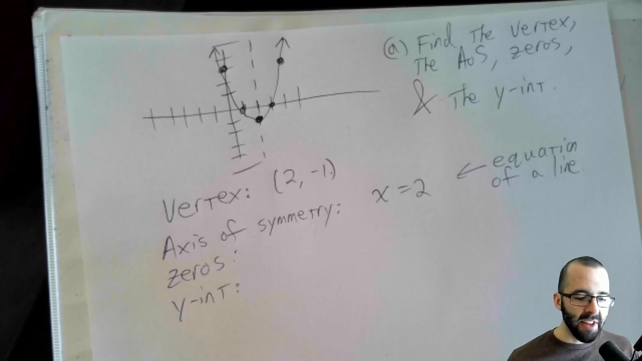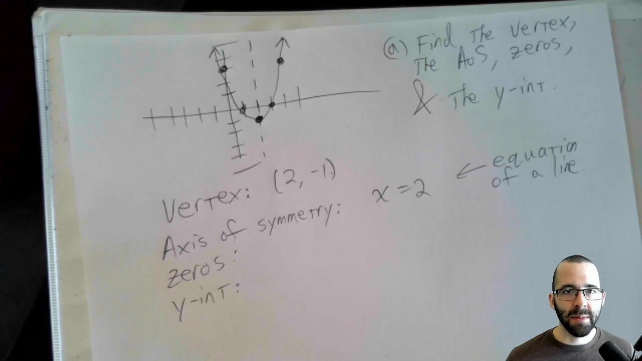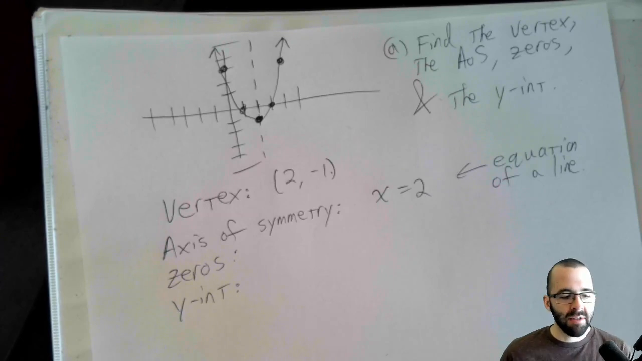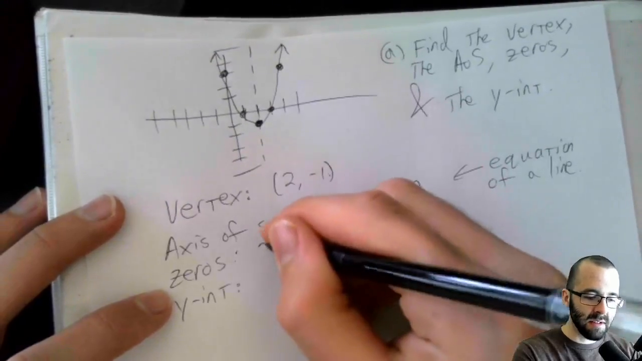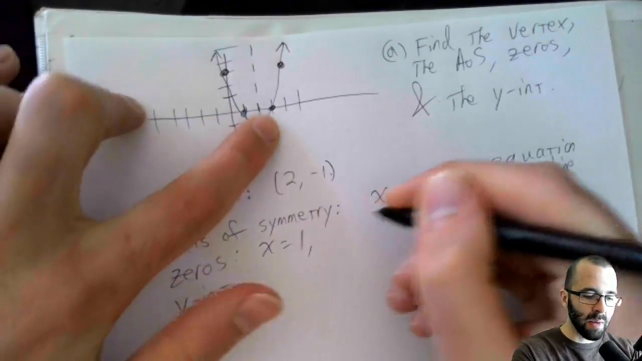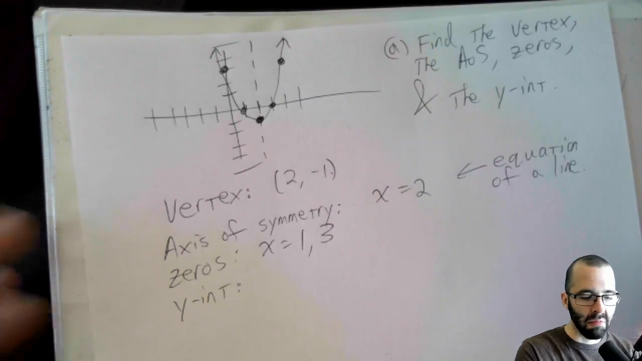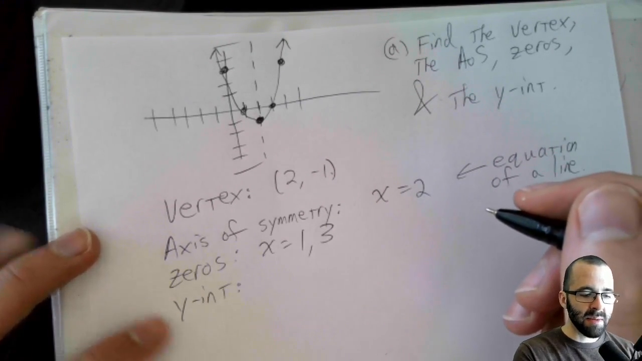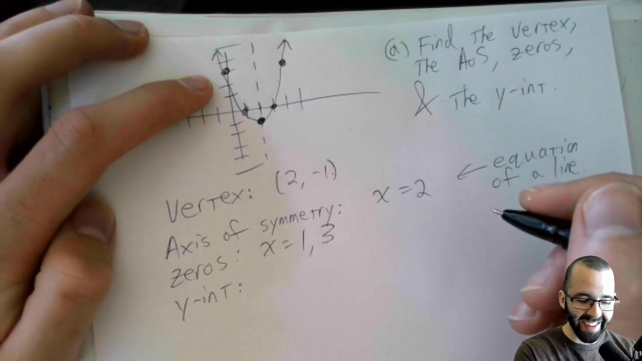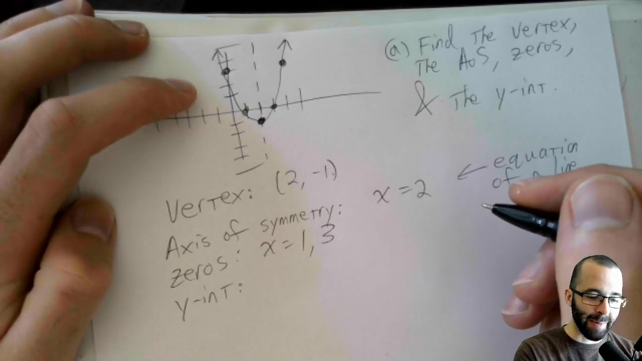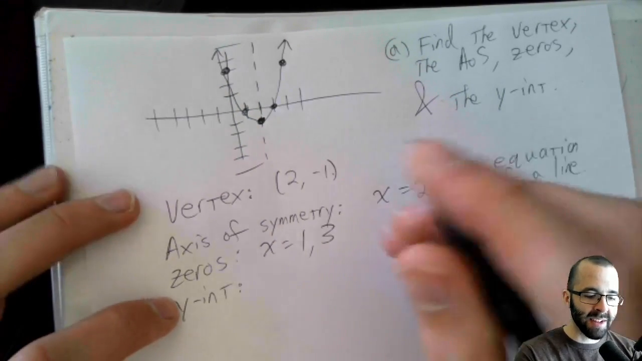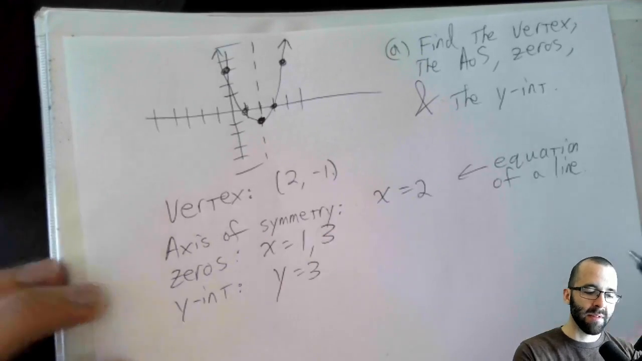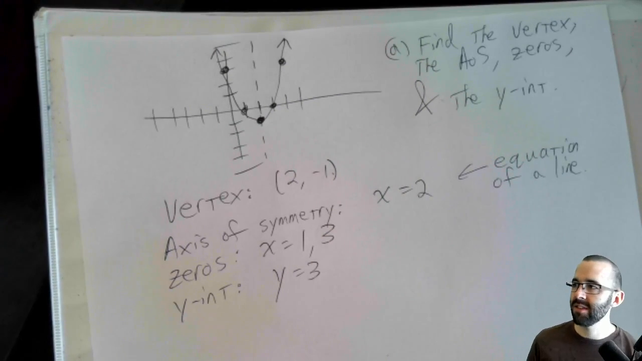And then again, the zeros. The zeros are just the x-intercepts. Zeros are when the function value, which is the y, is 0. So the x-intercepts we just see right here, the places where x is 1 and where x is 3. And the y-intercept is just where it intersects the y-axis. You can see my graph is really not perfect, but it goes through that point (0, 3). The y-intercept is when y equals 3.